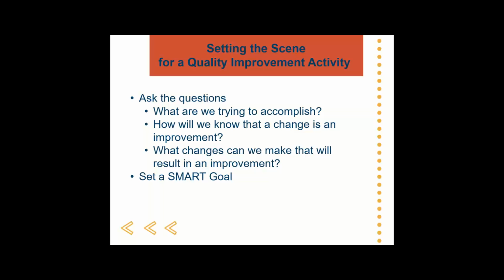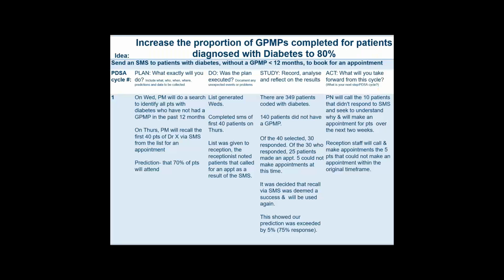So what changes can we make that will result in an improvement? Well, we could recall patients that have not had a GPMP claimed in the last 12 months, and we could use software prompts to remind GPs and opportunistically identify patients as they book. So with this information, we can complete a PDSA template.